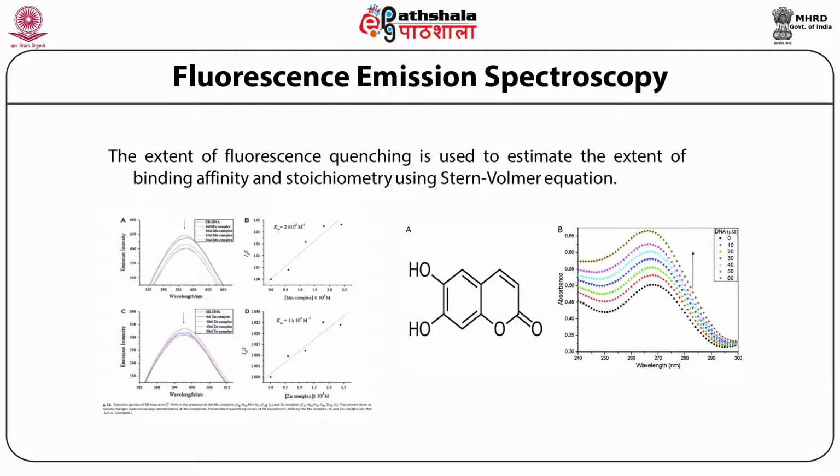You can see here the fluorescence emission spectroscopy is also used to estimate the binding affinity between the DNA and the drug. This technique has two advantages: it is used to measure the binding affinity as well as the stoichiometry of the DNA drug interaction by simply fitting into the Stern-Volmer equation, where the binding of the drug causes a decrease in the fluorescence intensity, which is plotted as a function of ligand concentration using the Stern-Volmer equation to estimate the exact binding affinity and the stoichiometry of drug DNA interactions.